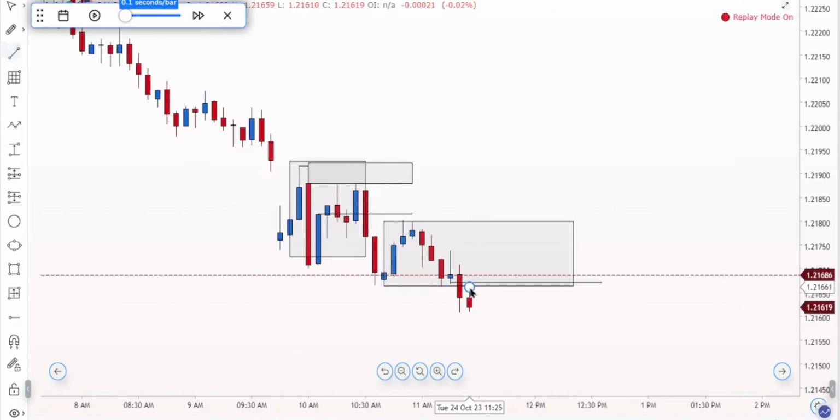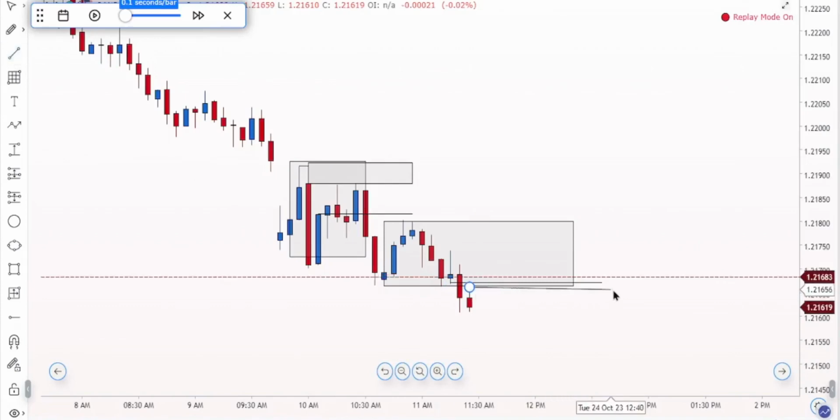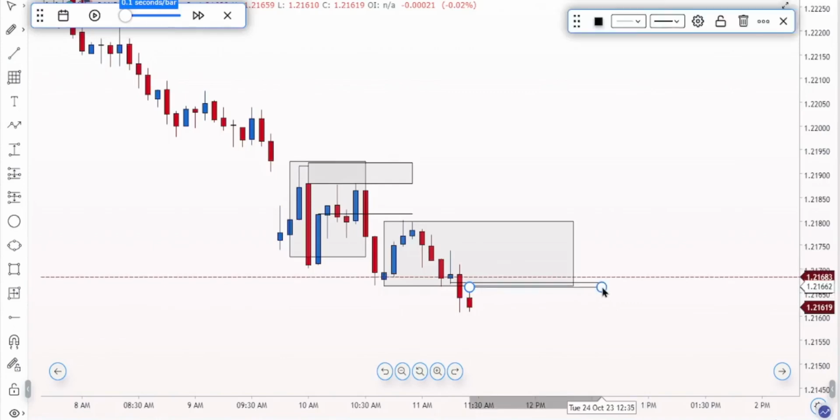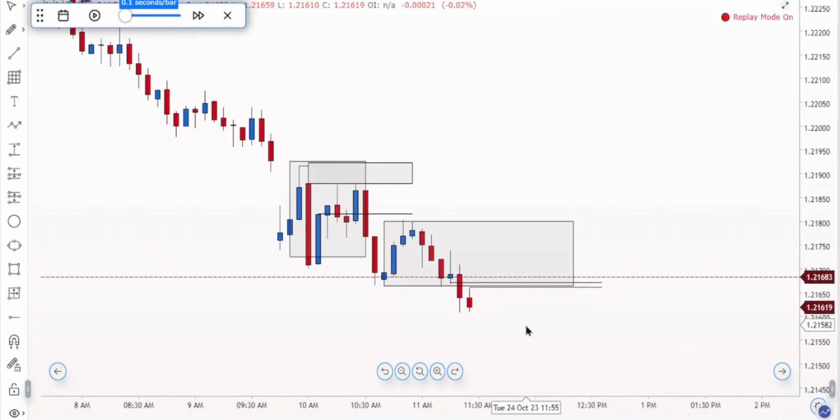I've told you it doesn't matter how tiny the gap is. A gap is a gap in the market, and price will have to come and react off of it. Okay, so that is a fair value gap, even though it slightly came out of this order flow.